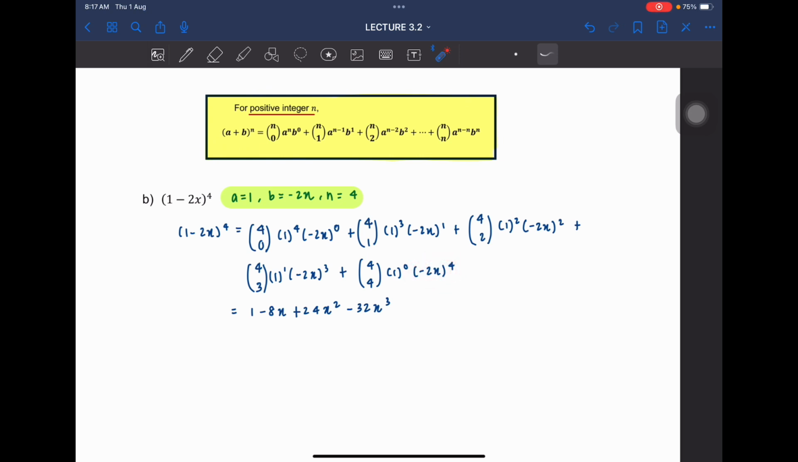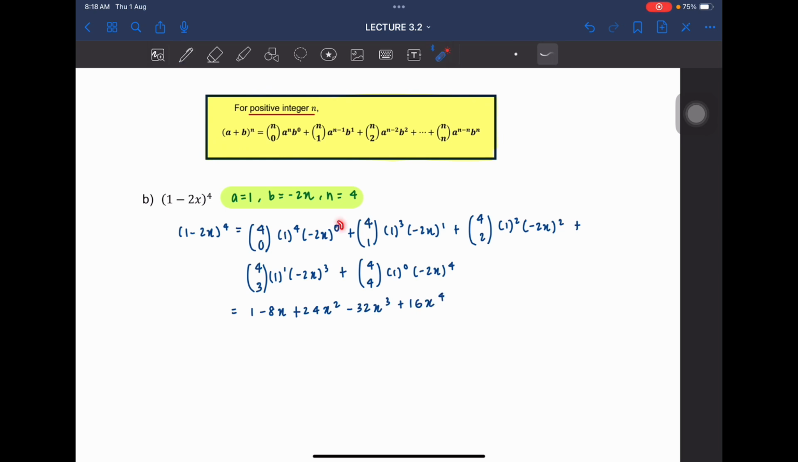So this one is 16. Is it 16? 2, 4, 8, 16. Yes, 16, x to the power of 4 for this one. And then you multiply with the ones in front, you're going to get 1. So it's going to become 16x to the power of 4.